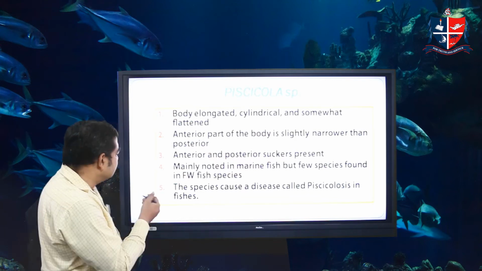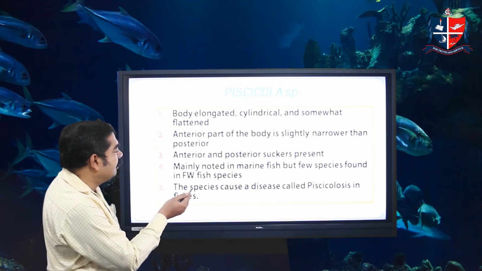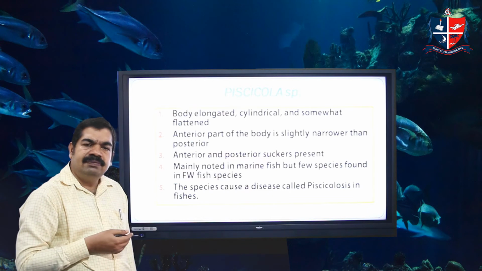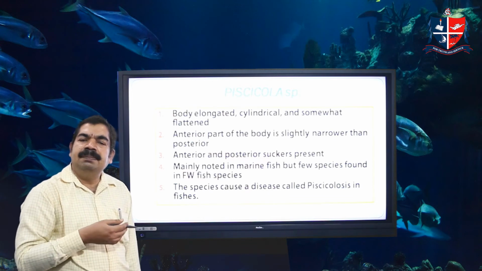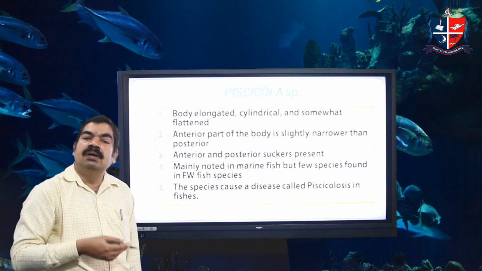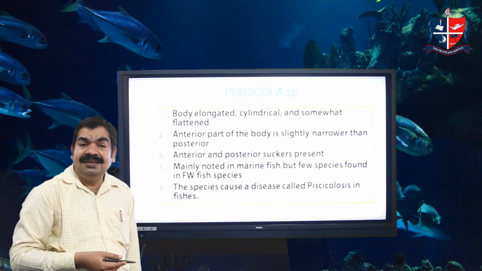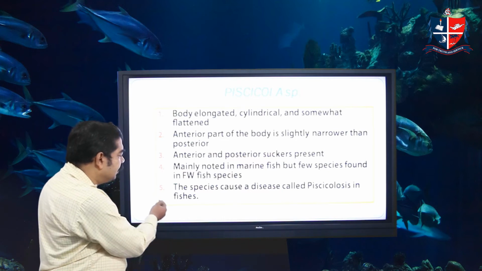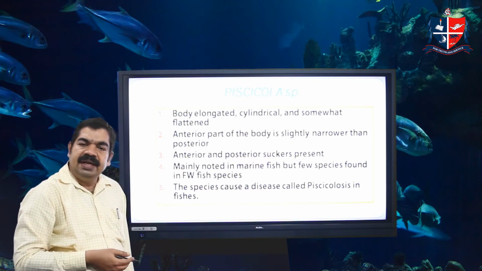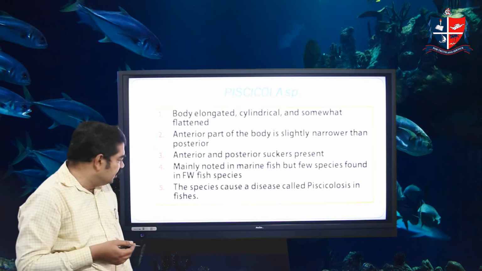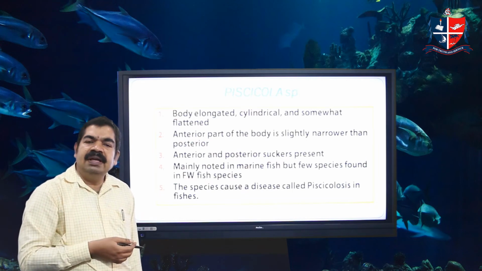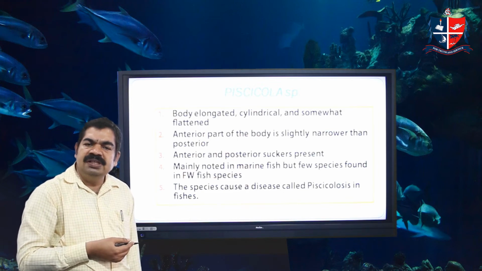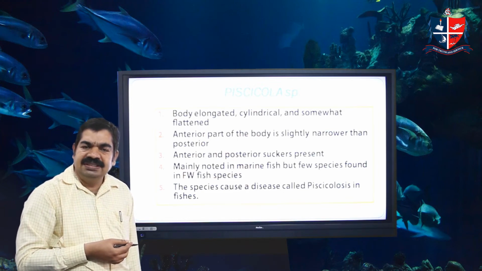The next one, mainly noted in marine fish, but a few species are found in freshwater fish species. So this particular Piscicola species is mainly found in marine fish species rather than freshwater fish species. The last point, the species causes a disease called piscicolosis in fishes. So when the number of Piscicola is high in a particular fish, they cause a disease called piscicolosis in fishes.